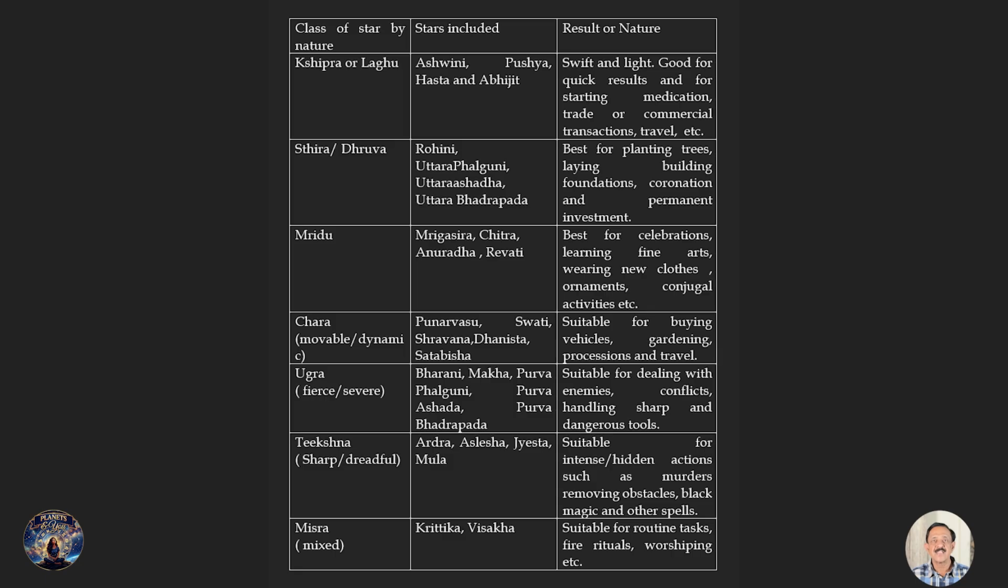The last category is Mishra or mixed category. This category includes Kritika and Vishakha nakshatras. These are suitable for routine tasks, fire rituals, worshipping, etc.